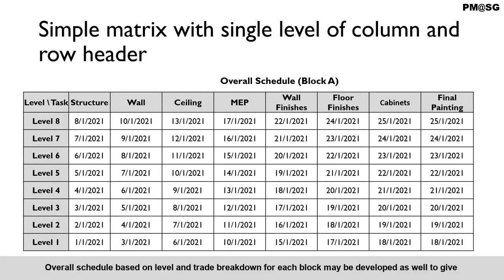An overall schedule based on level and trade breakdown for each block may be developed as well to give a higher level overview. The date stated for each level and trade could be the latest target completion date for the trade for all apartment units within that level.